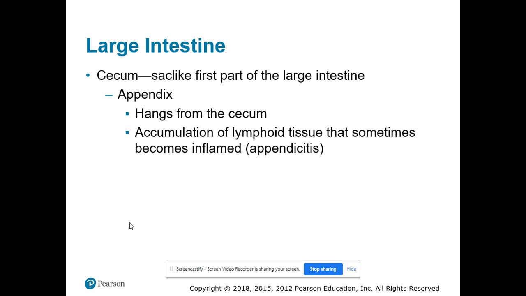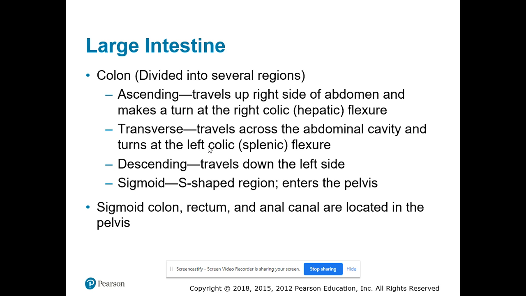So again, the first one on that list was cecum. It is a sac-like first part of the large intestine where the appendix can be found. The appendix hangs from the cecum, and it is an area where a lot of lymphoid tissue has accumulated, and it can sometimes become inflamed because bacteria and microorganisms like to collect there as well. When it becomes inflamed, you get something called an appendicitis, where you have extreme pain in the area and they might have to perform an appendectomy or removal of your appendix.